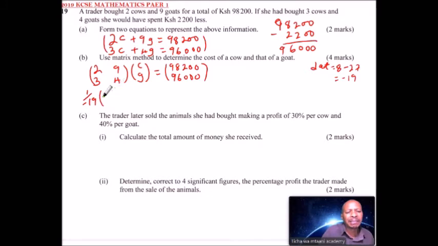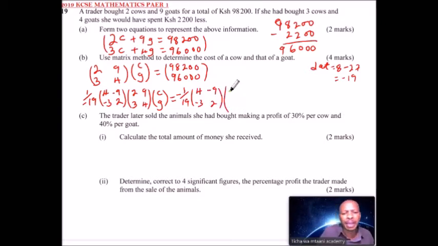We interchange the elements of the main diagonal. So here we have 4 and here we have 2. Introduce a minus sign to the other diagonal. That is minus 9 and minus 3. We multiply by 2, 9, 3, and 4, that is this matrix, and C and G. What we have done to the left hand side, we also do to the right hand side. So we have 1 over minus 19 into bracket 4, minus 9, minus 3, and 2.